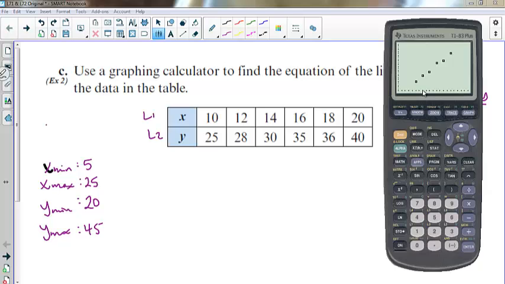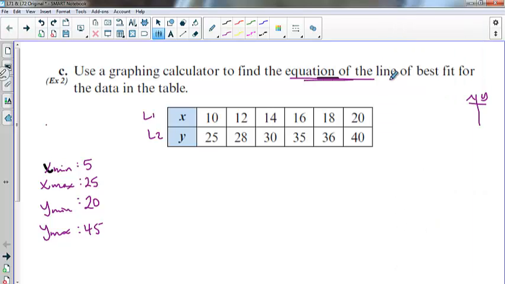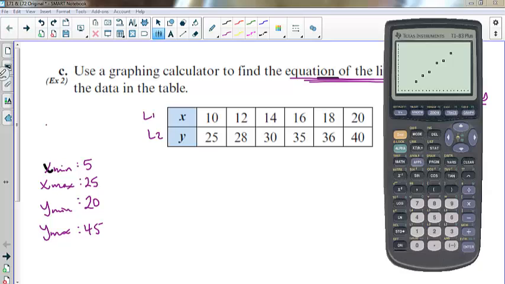Boom. Okay. All right, so the next thing we're going to do, what we're actually asked to do, is to find the equation of the line of best fit. Your calculator is going to do this for you. We're going to do this by finding the linear regression.